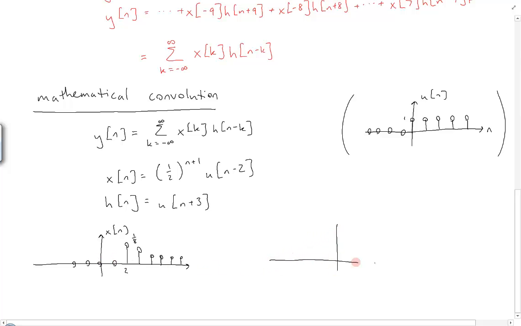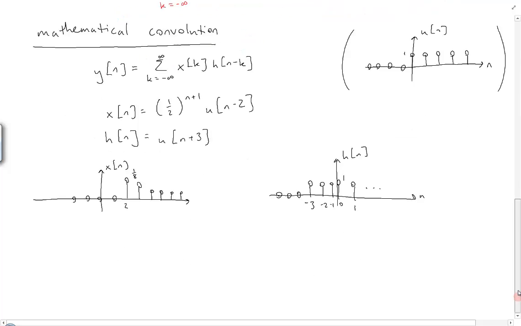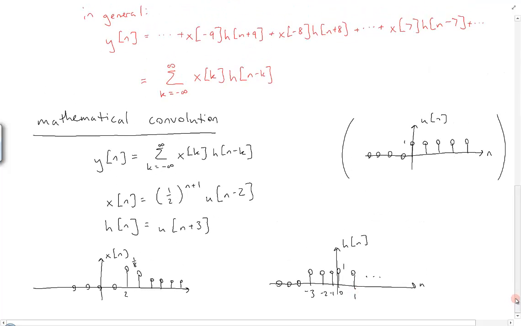Our h of n is even easier because it's just going to be 1s starting at minus 3. And that keeps going for infinity and 0s everywhere else. And all of it at an amplitude of 1. Now, what we have to do next is to construct the signal h of n minus k. Currently we have h of n and x of n. We need x of k and h of n minus k.